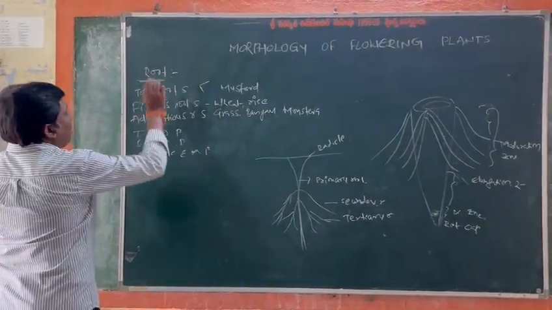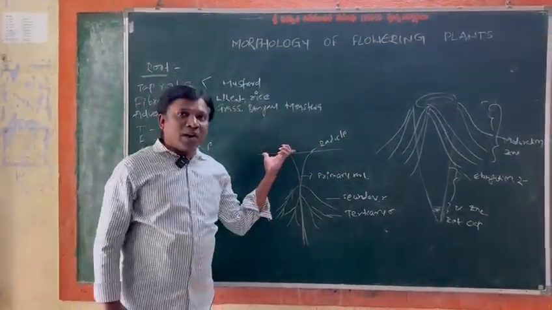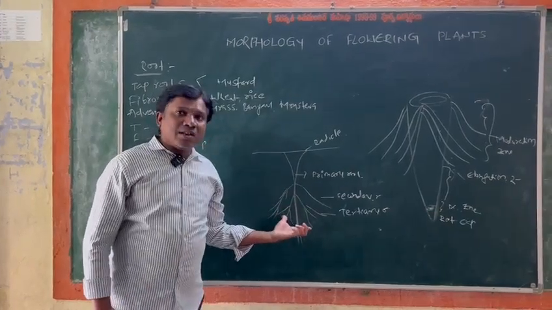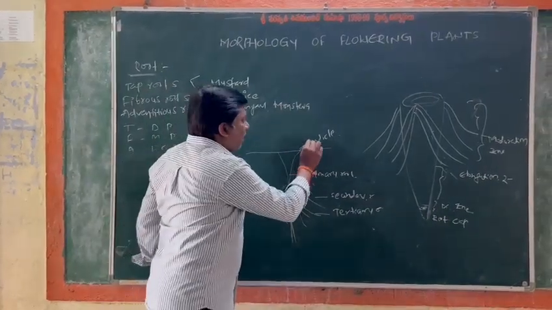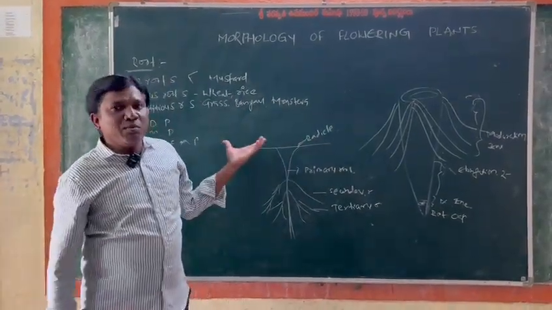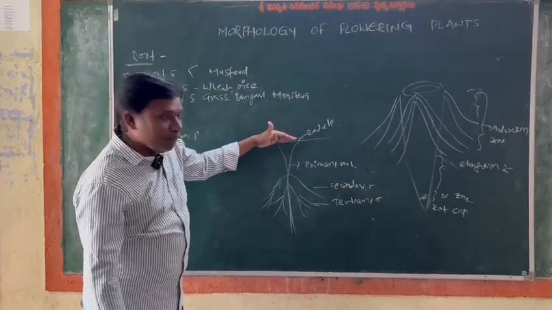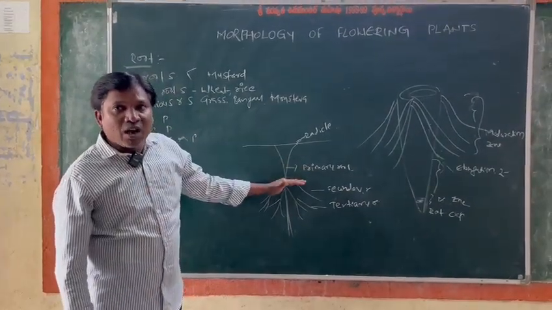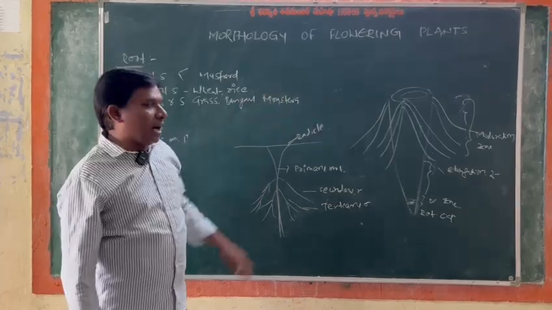Start with root. So what is meant by root? The part of the plant body present below the soil is called root. It is developed from radicals.